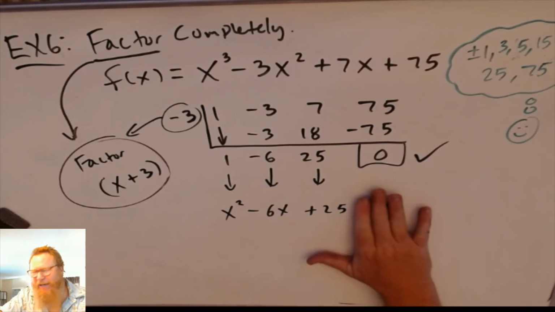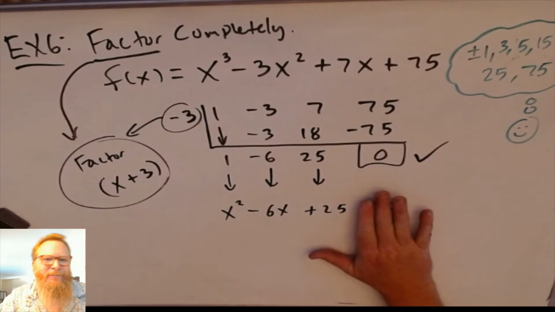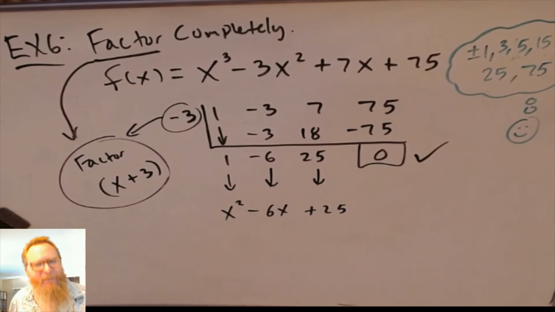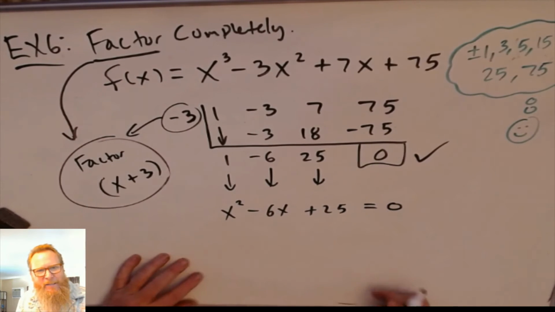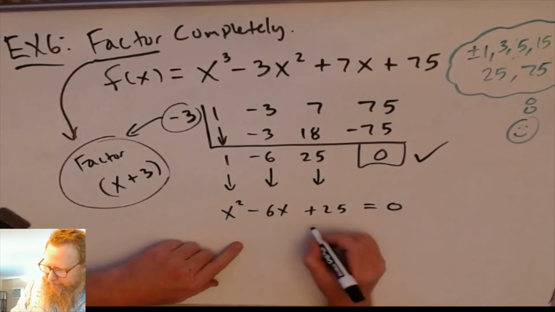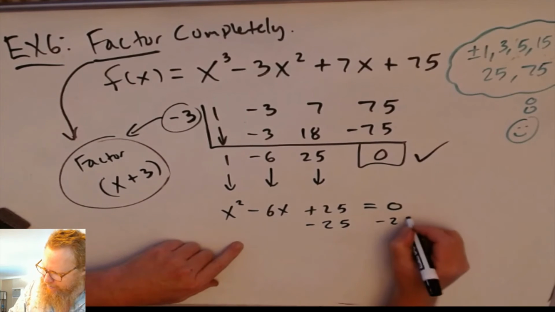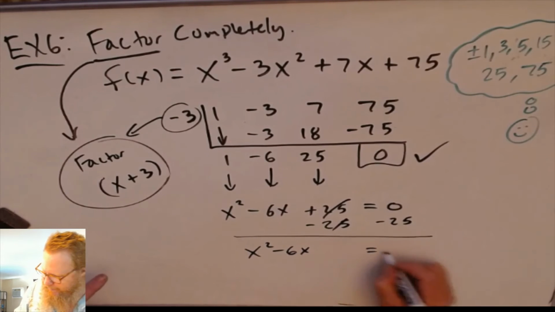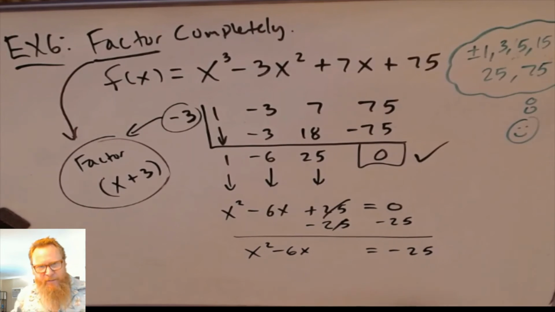A lot of people forget the equals 0 part. It's wrong if you do that, but it actually is forgivable. You will still get the right answer if you don't do the equals 0. I'm going to do the equals 0 because I'm a mathematician and I'm bound by an oath to do it correctly. So minus 25, minus 25.